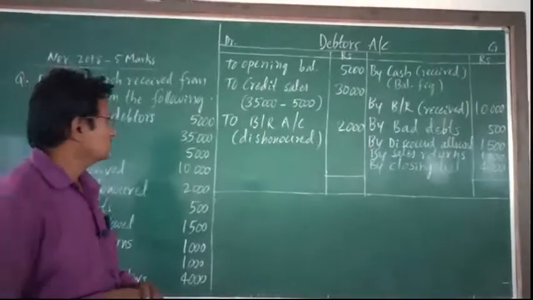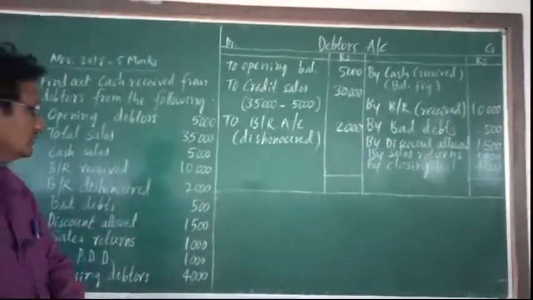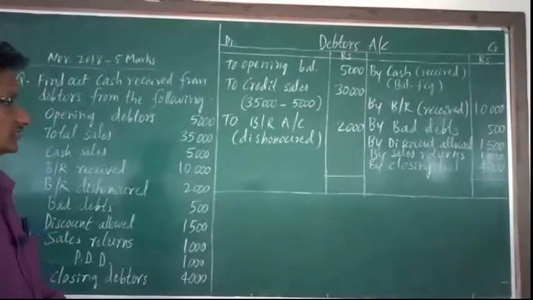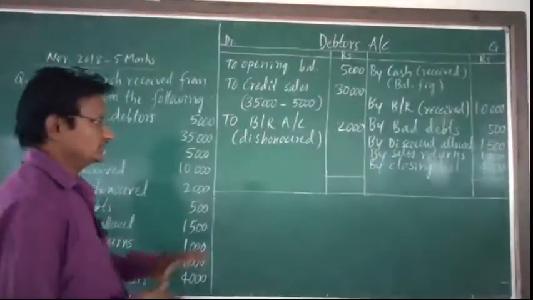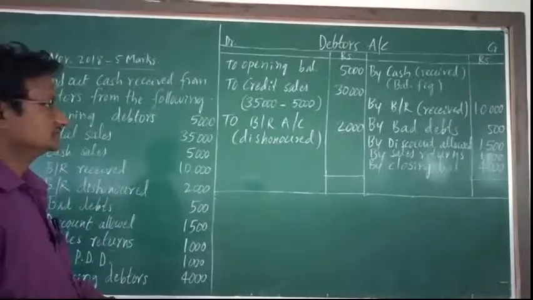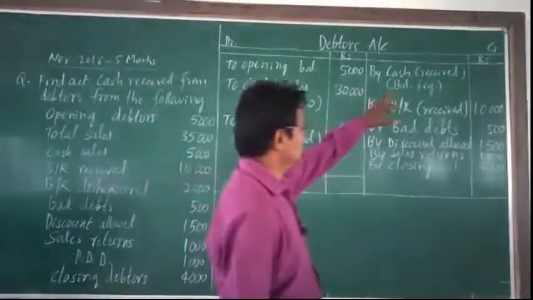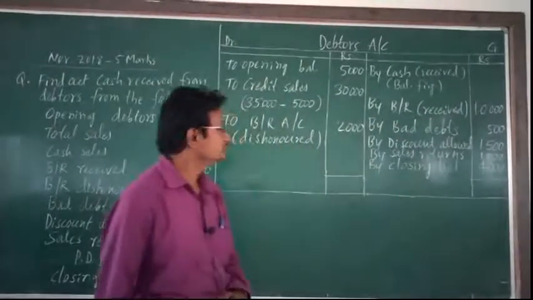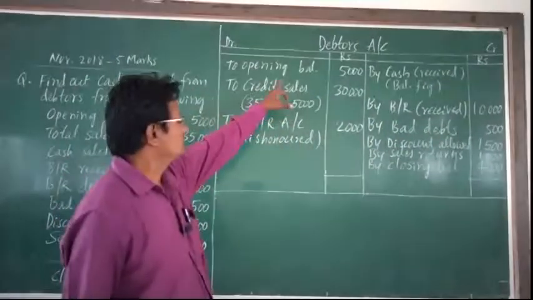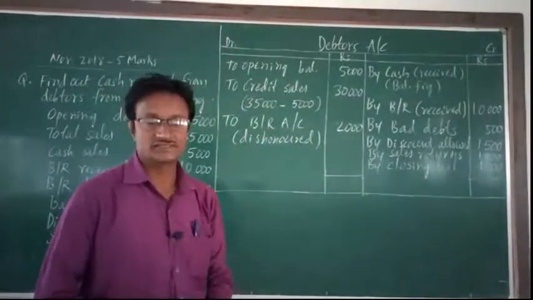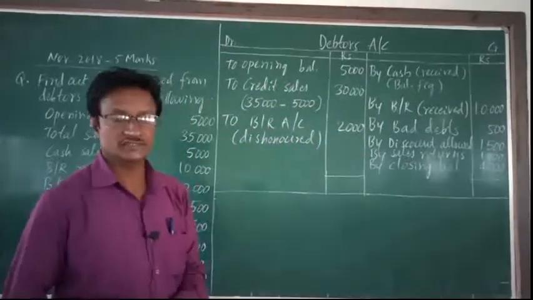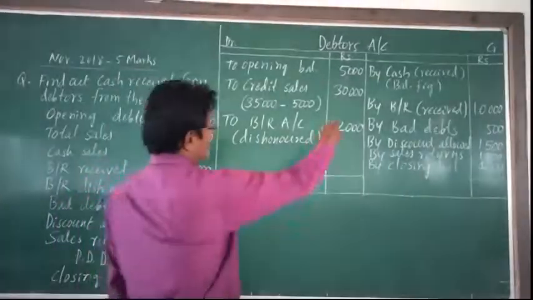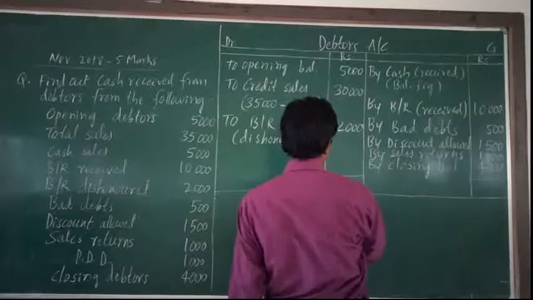So all transactions have been entered in the debtors account, and finally we have to ascertain the balance. Here the balance is cash received from debtors, because credit sales is given, opening balance and closing balance of debtors is given, and the missing item is cash received from debtors. So the total comes to 37,000.